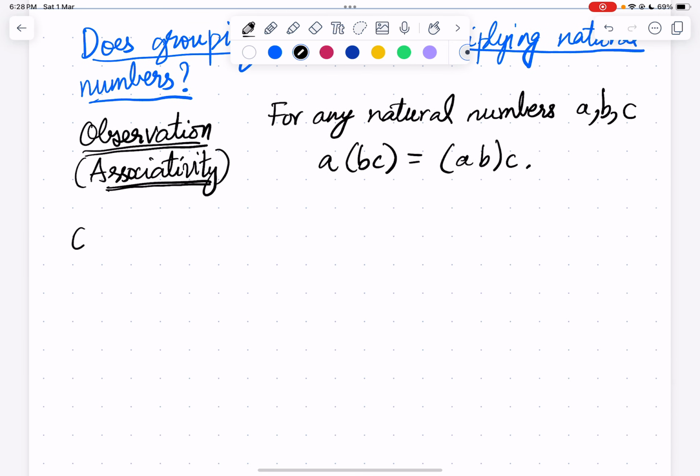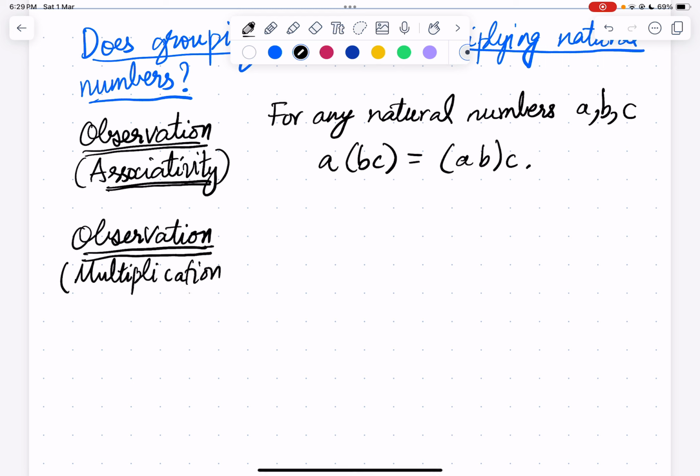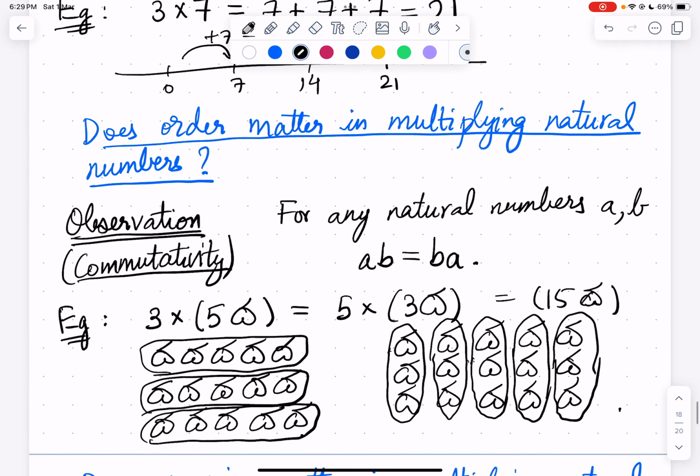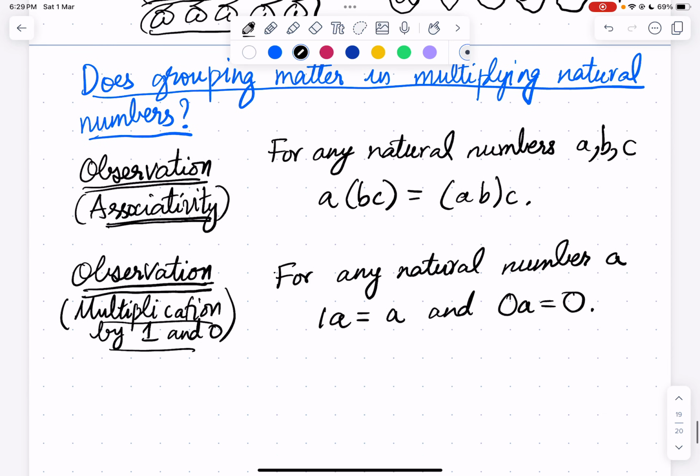And another observation, which is multiplication by 1 and 0. For any natural number a, we have the basic observation 1 times a is a, and if you take a 0 times you get 0. Okay, so these are some basic observations. Order doesn't matter in multiplying natural numbers, grouping doesn't matter in multiplying natural numbers.